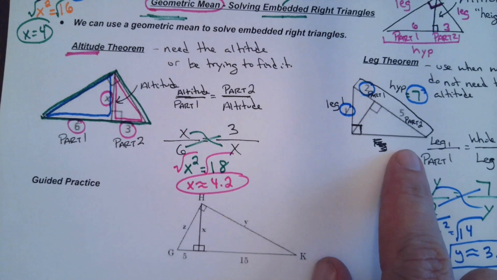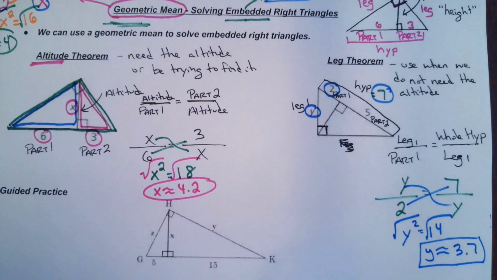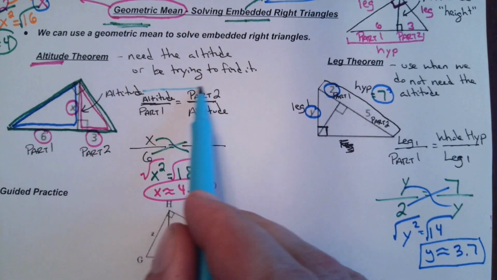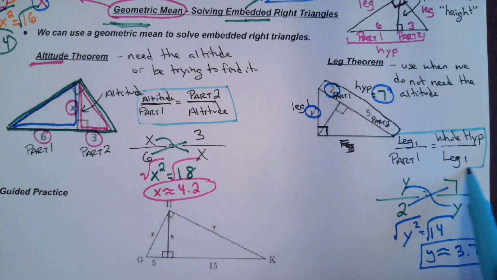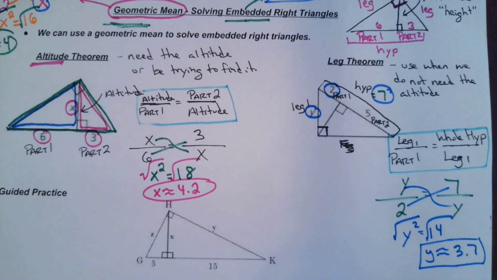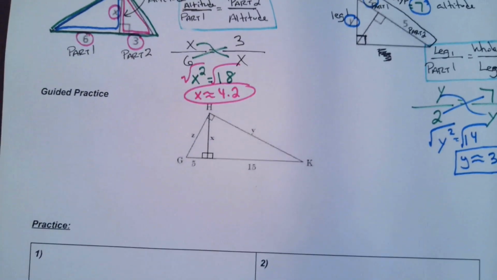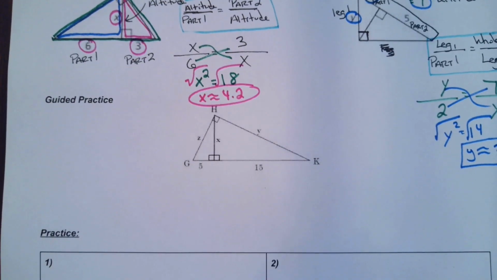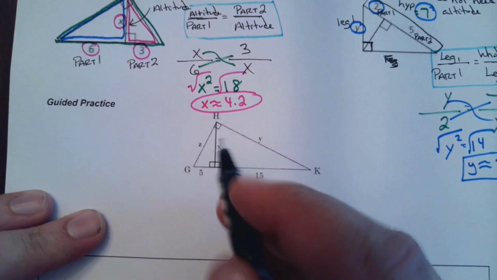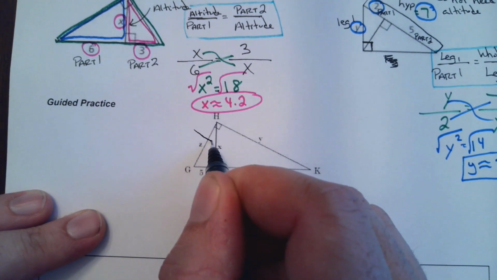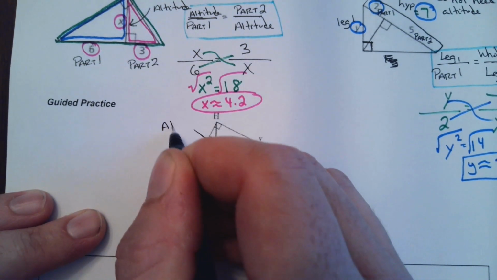Altitude theorem, leg theorem. And the two things we really need to know is this and this. And that's going to help us with this. Okay, so we're going to do one more together, and then you'll have 2 practice at the bottom. First things first, label everything that we know. All right, check for the altitude. So x right there, there's my altitude.